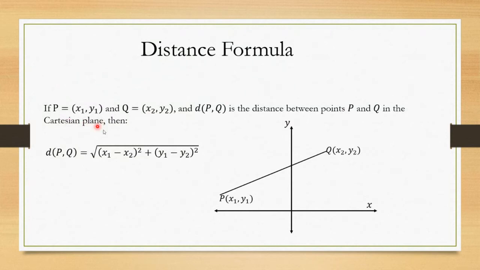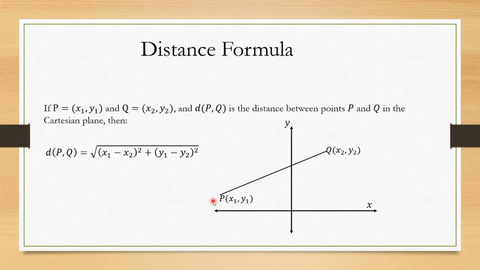So here, let's say P and Q look like this. These are the X and Y coordinates. We're just assuming this is how they are in the Cartesian plane, but it doesn't really have to be like this. They could be anywhere. The distance between them in the Cartesian plane, it turns out you can actually calculate it using this formula.